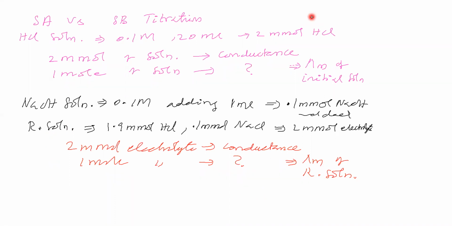Now let us see, for this initial solution, lambda m is there. After adding sodium hydroxide, we got lambda m of the resultant solution. Do you feel lambda m of the initial solution and lambda m of the resultant solution after adding sodium hydroxide are same or different? Okay, you are saying different, in the sense one is low and another one is high. This first one and this second one.